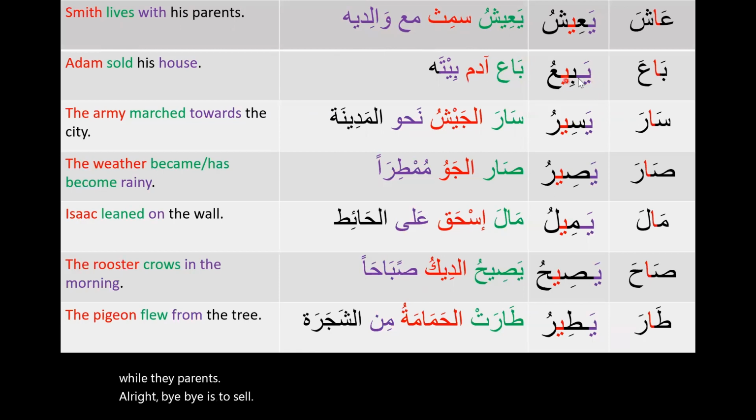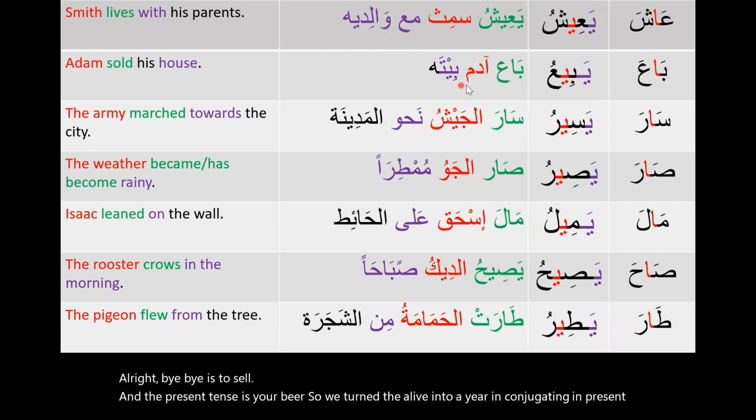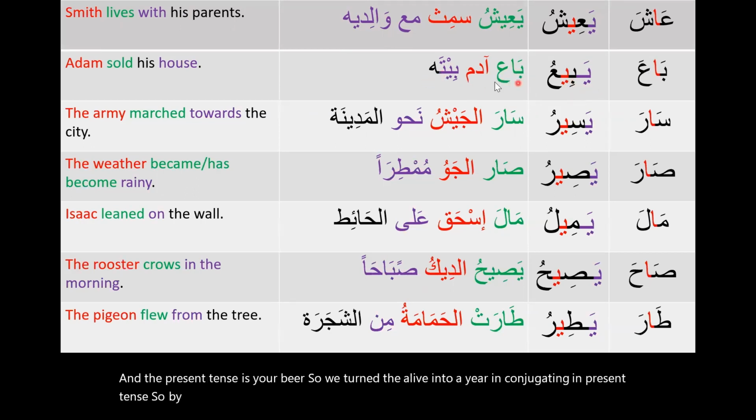All right. باع is to sell. And the present tense is يبيع. So we turn the alif into a ya in conjugating in present tense. So باع آدم بيته. Adam sold his house. Sarah is to walk or to march, like to walk.